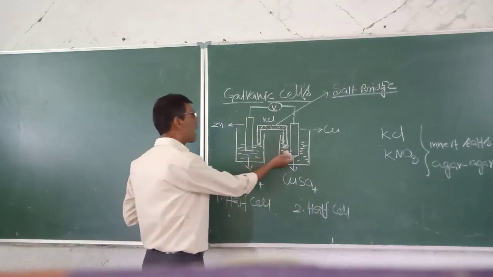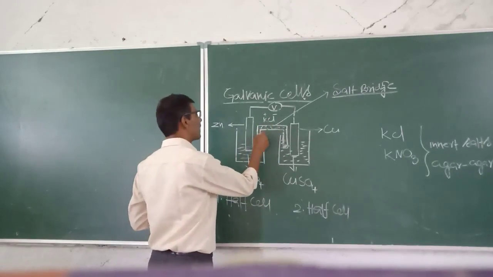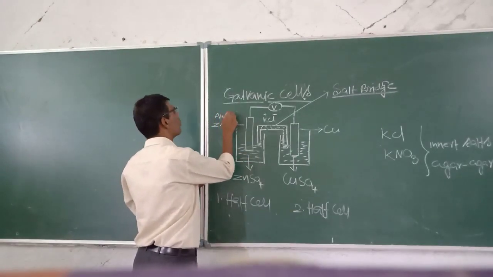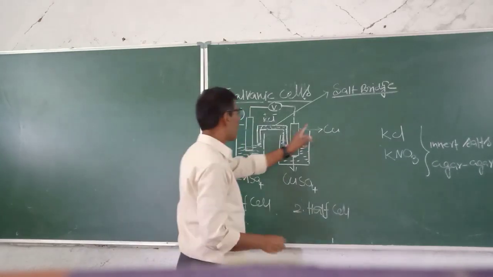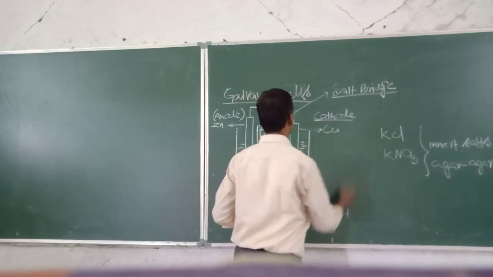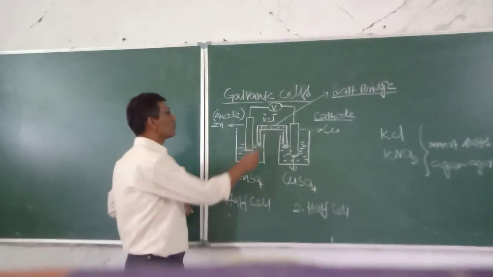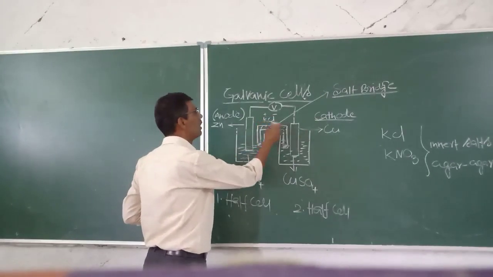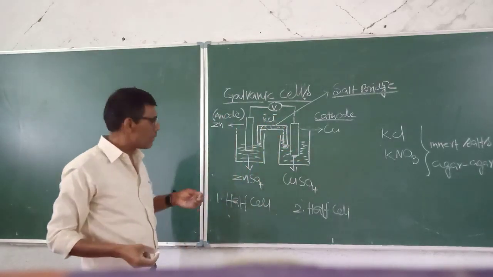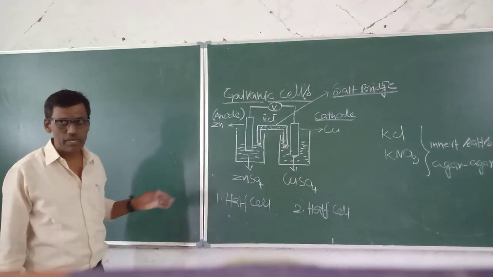If you take KCl, the cation is K plus and the anion is Cl minus. Cl minus ions will move towards the anode. The zinc half cell acts like the anode, and the copper half cell acts like the cathode. Cations move towards the cathode, and anions move towards the anode. So these two are connected internally and externally. This is the arrangement of a galvanic cell, an electrochemical cell.